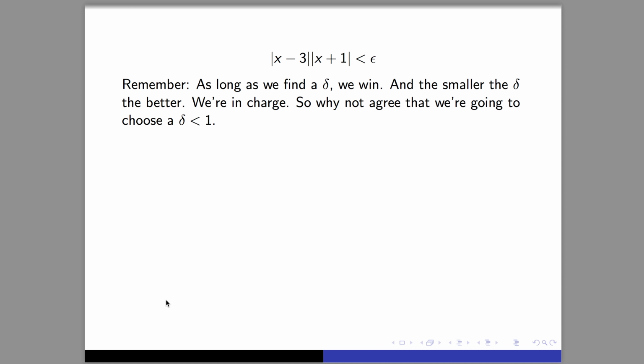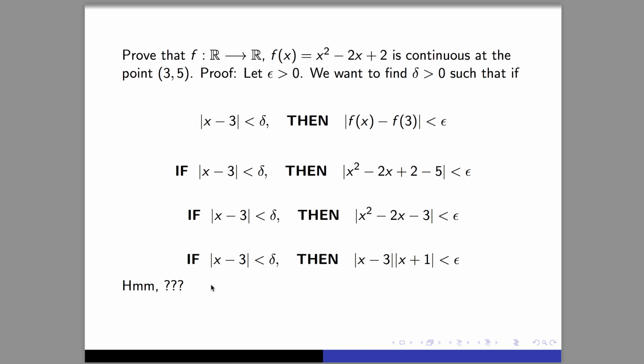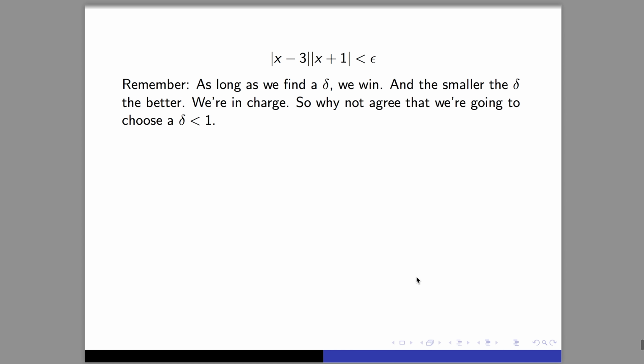So let's just agree straight away that we'll always choose delta less than 1. And how is that helpful? Well, if we go back a slide, we've got this if statement here. We're going to know that x minus 3 is smaller, and that's probably going to take care of this left-hand factor. But this x plus 1 factor is a bit more problematic. So this is where it's going to come in.